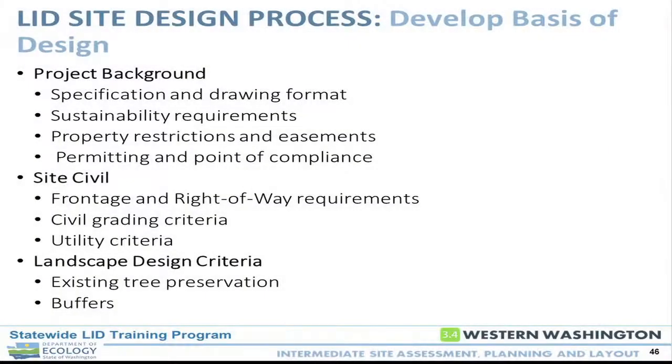From the site civil perspective, there's a lot of other information there. What are the frontage and right-of-way requirements for this development and for this jurisdiction? So are you going to need to do frontage improvements? What are the setbacks there? What are the requirements for civil grading? And a very key aspect is the utility criteria. What utilities are necessary for this project? What utilities are going to be constructed if it's a new development project? What existing utilities are there under existing conditions that you need to keep setbacks from?